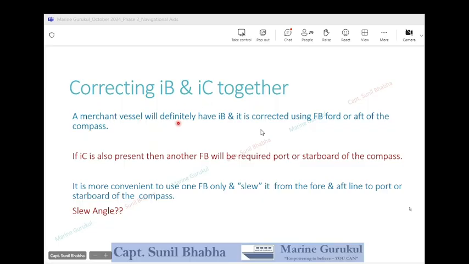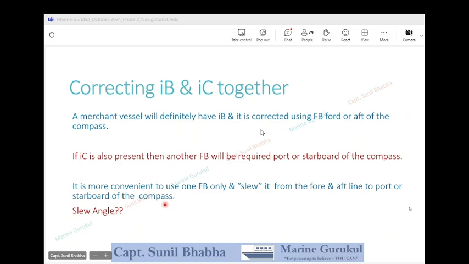Let's see. A merchant vessel will definitely have induced P because of the funnel, the mast, vertical structure fore and aft of the compass will certainly be present, and it is corrected using a flinder bar forward or aft of the compass as required. If induced C is also present, then another flinder bar will be required to port or starboard of the compass opposite to the VSI. It is very much convenient to use only a single flinder bar and slew it. Slew basically means turning it from the fore and aft line to port or starboard of the compass.